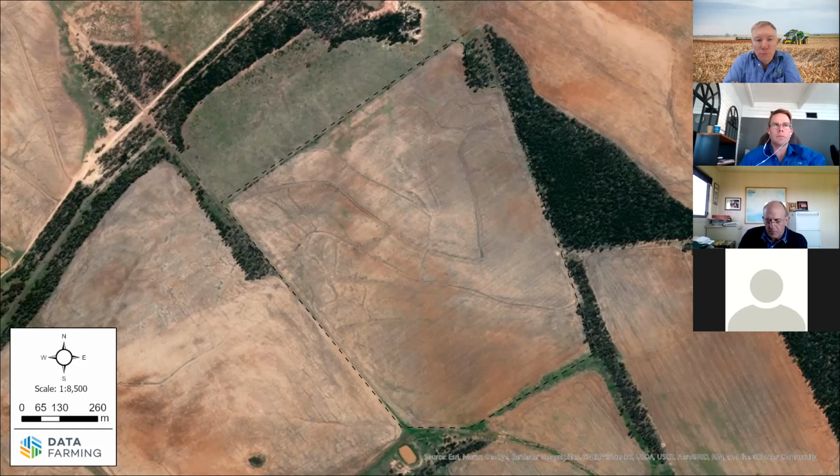I've got a real focus on below the ground at the moment, like subsoil constraints and nutrition. This paddock's been farmed with winter cereals, a lot of oats crops, a lot of winter cereals. 50 years of cultivation here or longer.